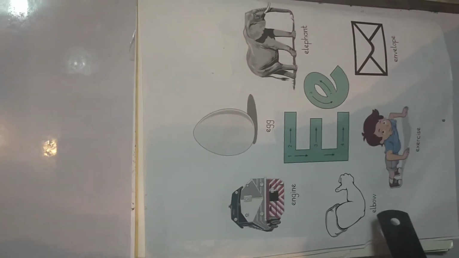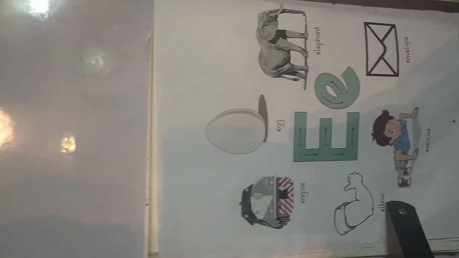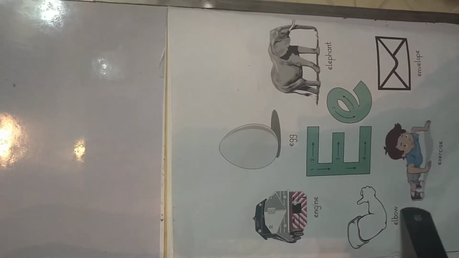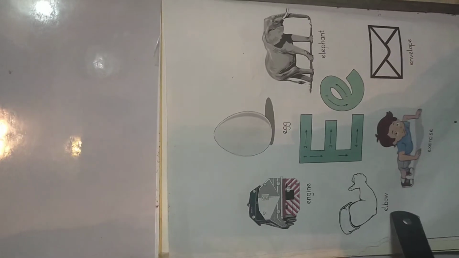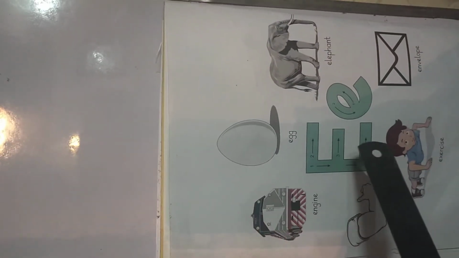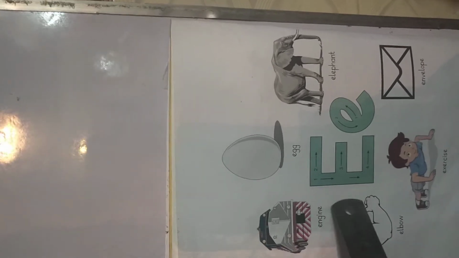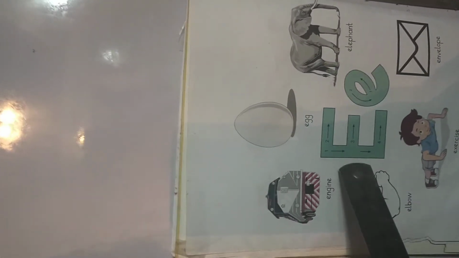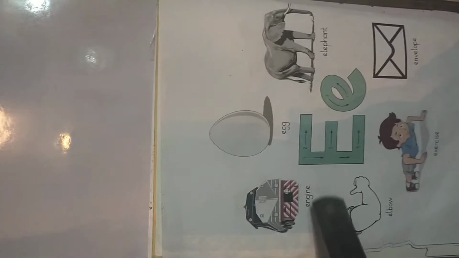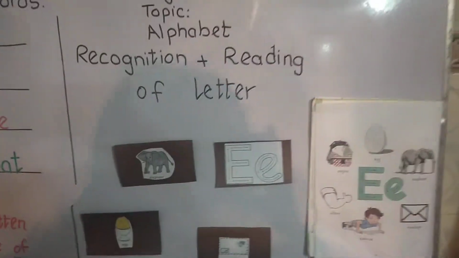E is for elbow. E-L-B-O-W, elbow. E is for engine. E-N-G-I-N-E, engine.